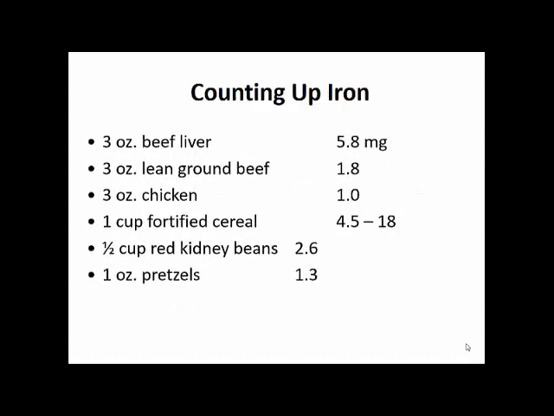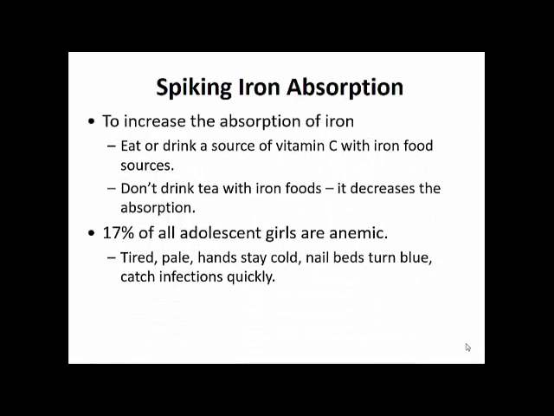3 ounce beef liver contains 5.8 milligrams. 3 ounce lean ground beef, 1.8. 3 ounce chicken. 1 cup fortified cereals, 4.5 to 18. Half cup red kidney beans, 2.5 to 6. 1 ounce pretzels, 1.3. To increase the absorption of iron, eat or drink a source of vitamin C with iron food sources. Don't drink tea with iron foods, it decreases the absorption.